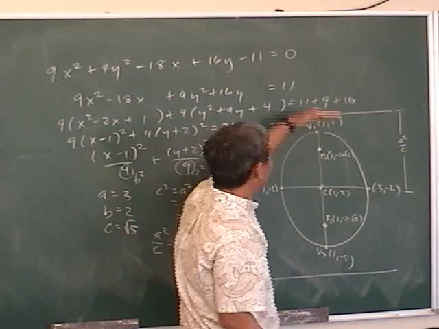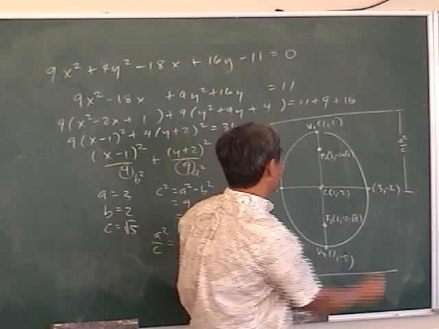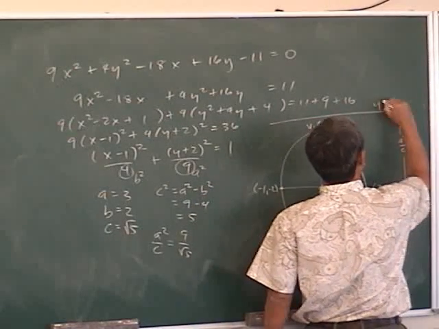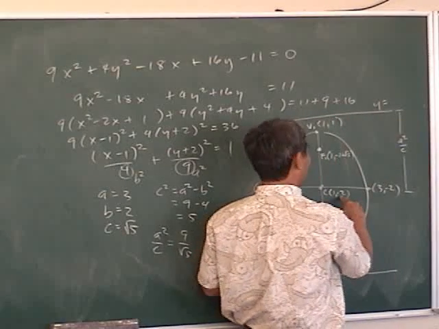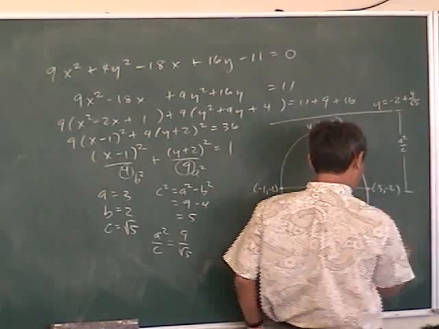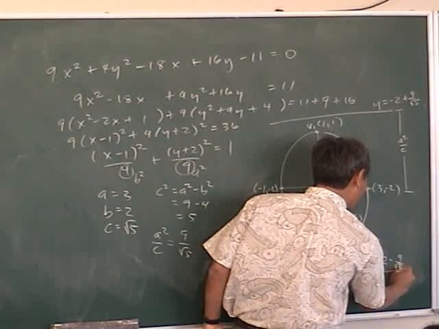So to get to the directrix, you have to go 9 over root 5 up and 9 over root 5 down. So what's the equation of this directrix? It's a horizontal line. y equals -2 plus 9 over root 5. What's the equation of this directrix? y equals -2 minus 9 over root 5.